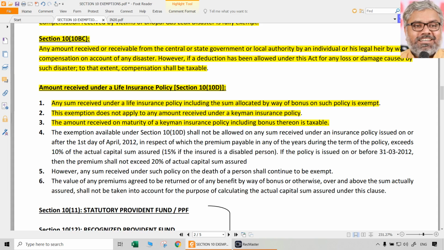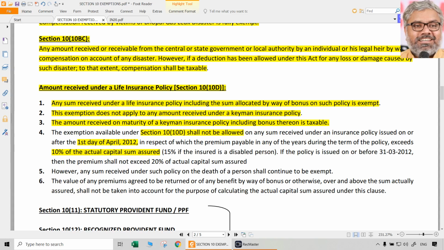It shall be allowed as exemption only when the conditions are satisfied, and if they are not satisfied, the 10(10D) exemption shall not be allowed. If the insurance policy is issued on or after the first day of April 2012, in respect of which the premium payable in any of the years during the term of the policy exceeds 10% of the actual capital sum assured, that is the condition. That means for policies issued on or after 1/4/2012, the maximum annual premium cannot exceed 10% of the capital sum assured.